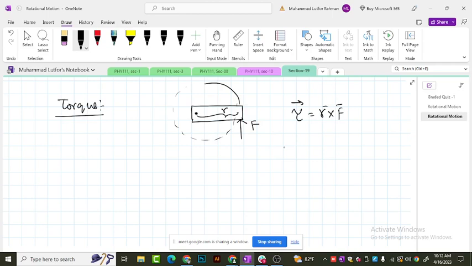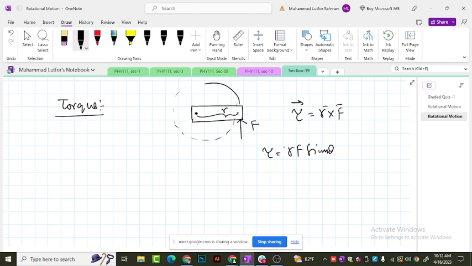You know how to find out the direction of a torque using the cross product, which requires the right hand rule. You know how to use that right hand rule. You can find out using that one. Sometimes if you want to find out the magnitude, you can write this as r f sine theta, right? But theta is the angle between your vector r and f.